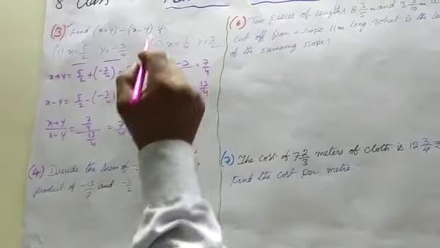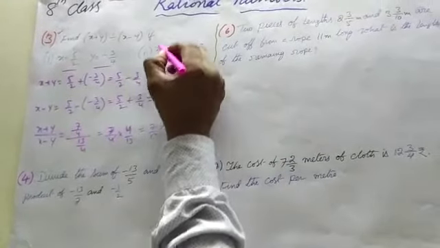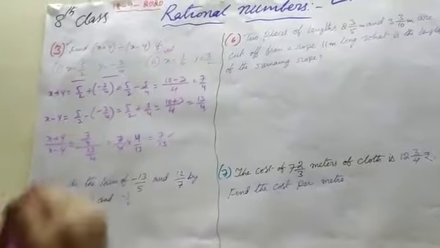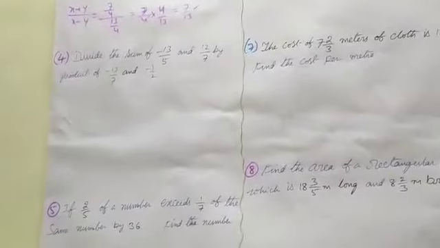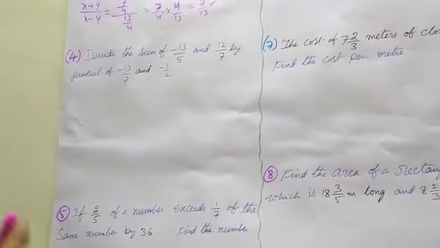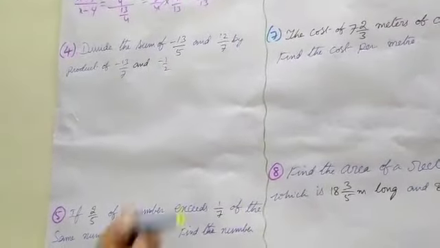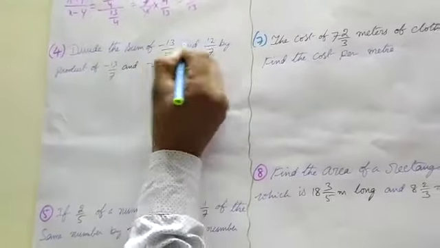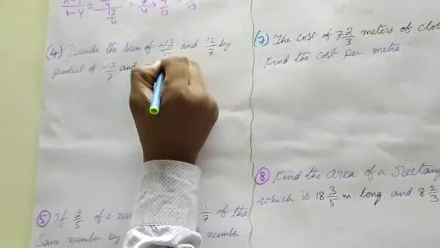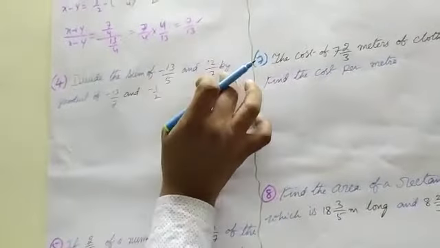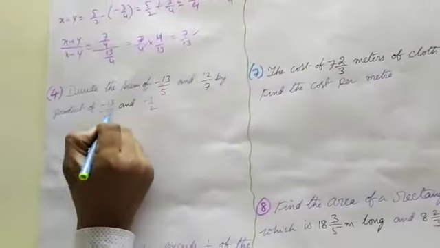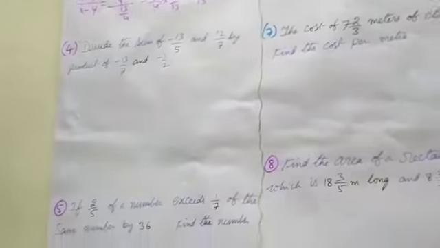See here, therefore, the second one is homework for you. You can do it. Go to the fourth Roman. What is the fourth Roman? Divide the sum of this and this: the sum of minus 13 by 5 and 12 by 7, by the product of minus 13 by 7 and minus 1 by 2.